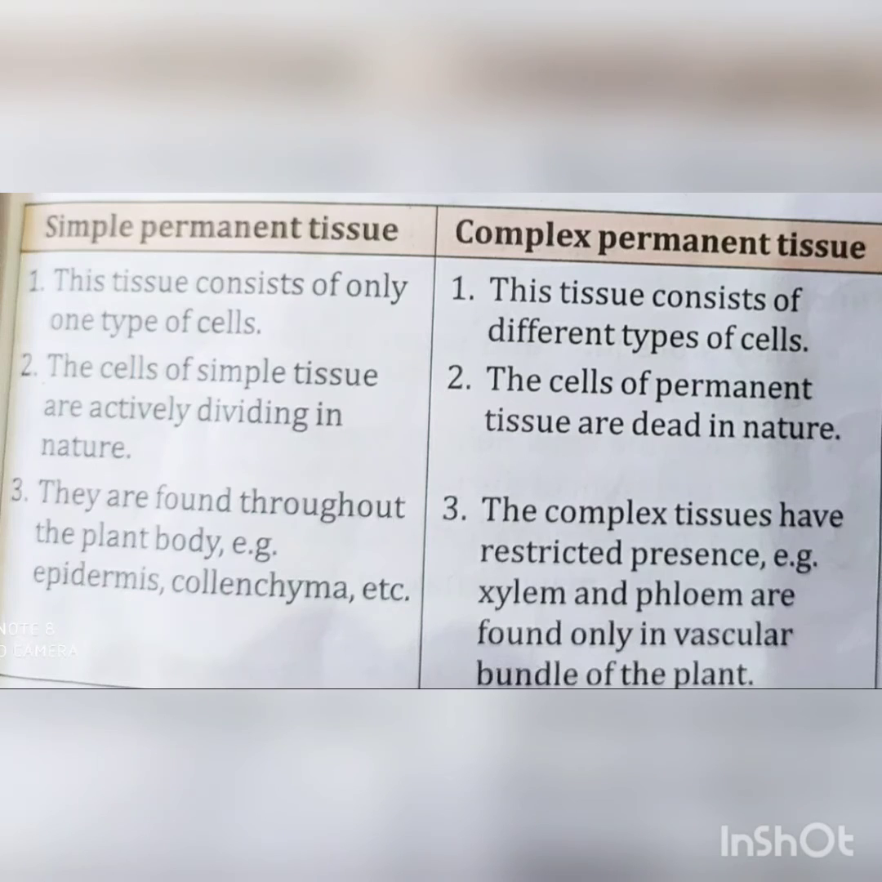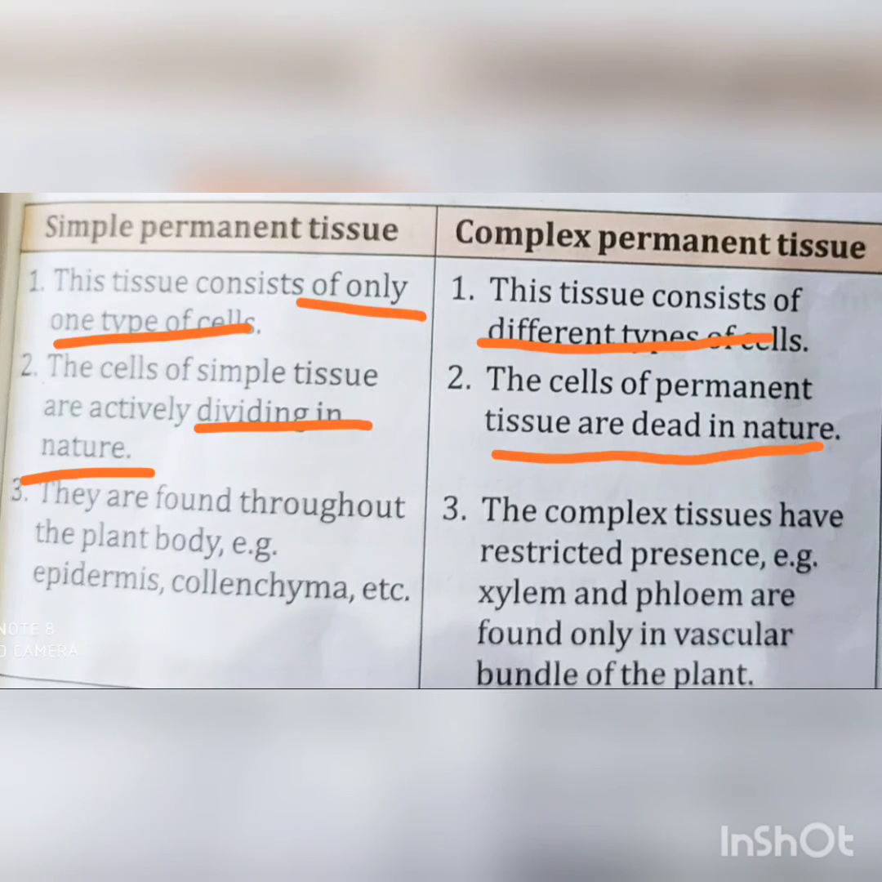The differences between the simple and complex permanent tissue: simple tissue consists of only one type of cells. Complex permanent tissue consists of different types of cells. The cells of simple tissue are actively dividing in nature. The cells of permanent tissues are dead in nature. Simple permanent tissues are found throughout the plant body, for example epidermis, collenchyma, etc. The complex tissues have restricted presence, for example xylem and phloem are found only in the vascular bundle of the plant.